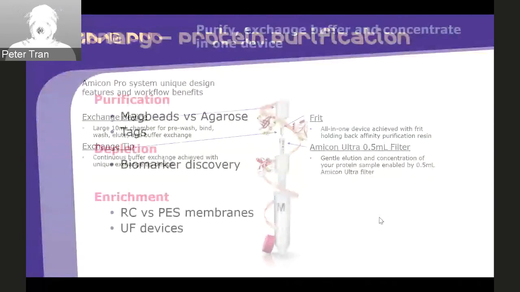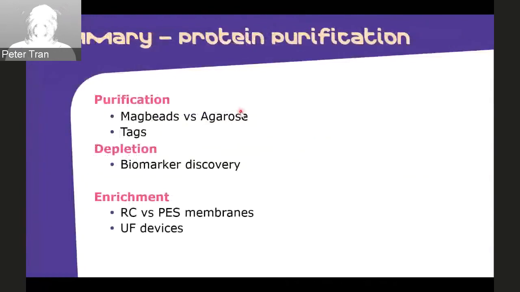Okay, let's summarize the protein purification part. I have touched on the magnetic bead, agarose bead, the difference between them, the tag resin, depletion for biomarker discovery, and enrichment using the ultrafiltration filter, the difference between the RC and PES, and the different formats of ultrafiltration devices.